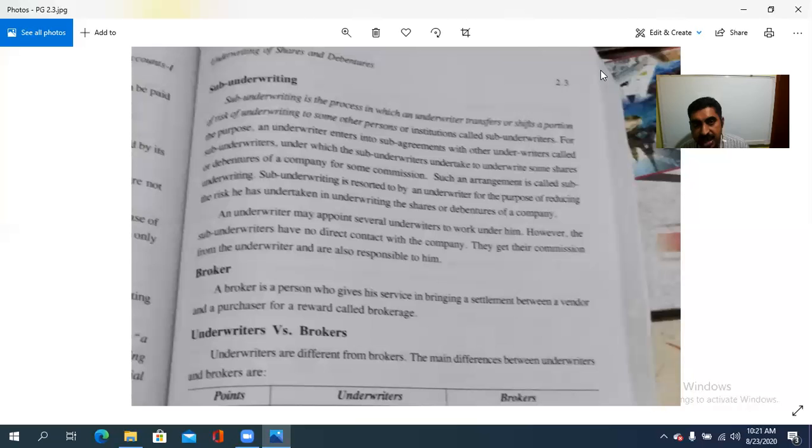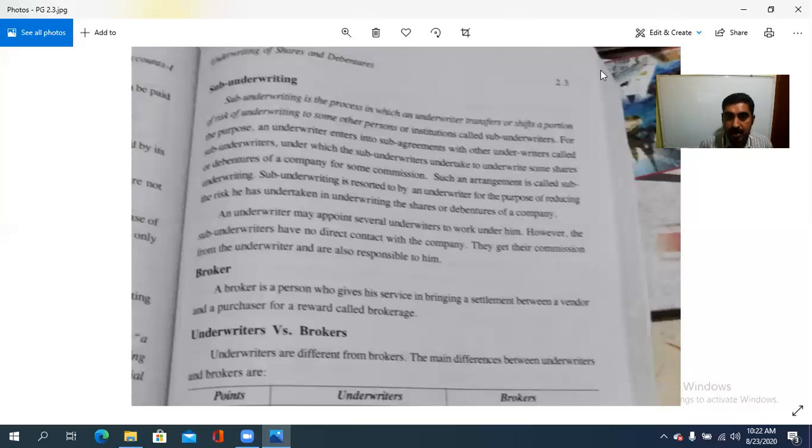For such a purpose, an underwriter enters into a sub agreement with other underwriters called sub underwriters, under which the sub underwriters undertake to underwrite some shares or debentures of such companies for some commission. Such an agreement is called sub underwriting. Clear? So sub underwriting means the underwriter and other persons enter into an agreement, and that agreement is called a sub underwriting agreement, and the work they do is called sub underwriting.